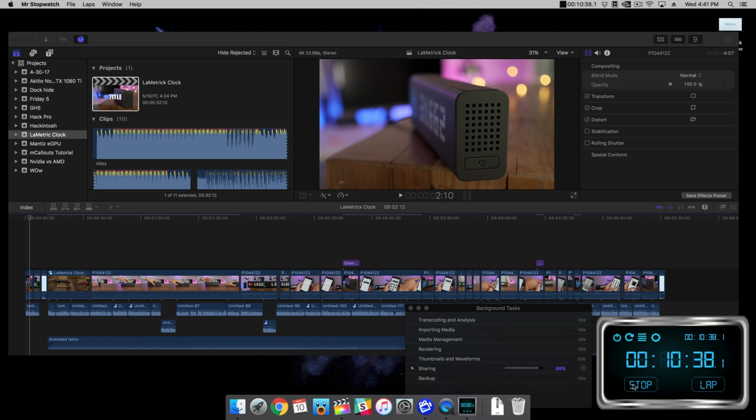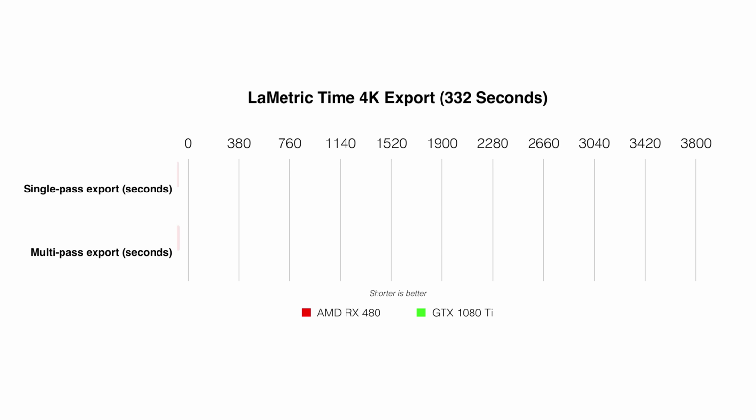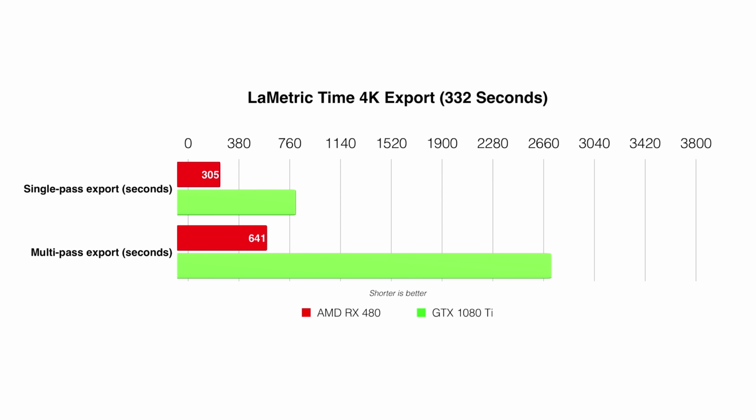All right, so we're at about 10 minutes and 41 seconds, way faster with the RX 480 exporting multipass. So whether it's single pass or multipass, it doesn't really matter. The RX 480 is much quicker when compared to the GTX 1080 Ti. Just look at that graph there and you can see for yourself how much faster the AMD RX 480 is.